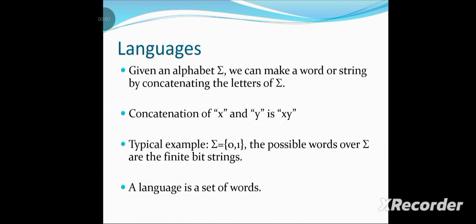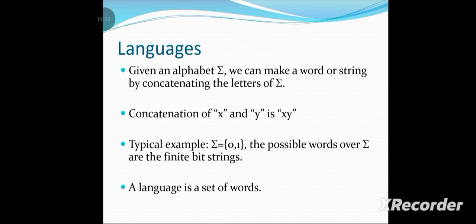So, what is a language? Given an alphabet epsilon, you can take that alphabet as something which can make a word or a string by concatenating the letters given in the epsilon. For example, the alphabet can have 0, 1, or it can have A, B, like that. If we are concatenating x and y, we write it together as xy.